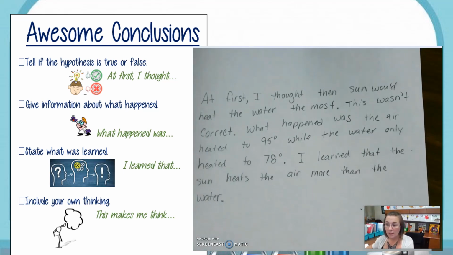So now I'm ready for the last step. Include your own thinking. Well, if I'm thinking about the sun heating the air and the sun heating the water, and I put those ideas together, what I am thinking is, I think this is probably why we go swimming on hot days, right? Because that keeps us cool. I'm going to add my own thinking at the end.